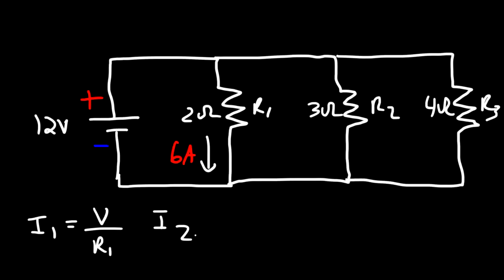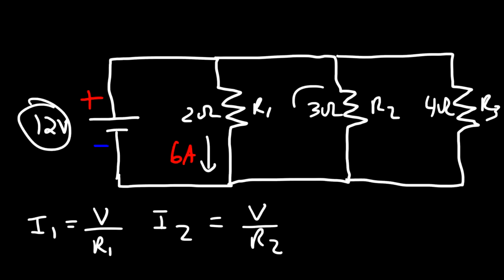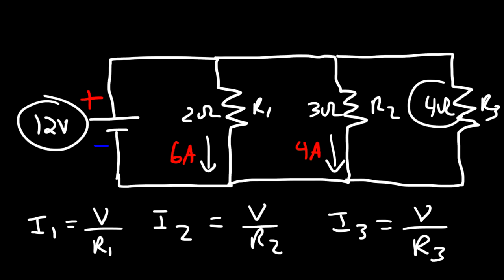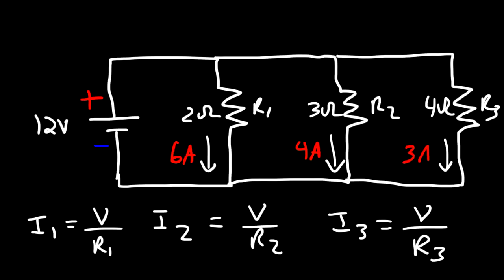To find the current flowing through R2, which we'll call I2, it's going to be the voltage of the battery divided by R2. So it's 12 divided by 3. And that gives us a current of 4 amps. For the last one, I3, it's going to be V divided by R3. So 12 divided by 4 is 3. So we got a current of 3 amps flowing in this resistor.